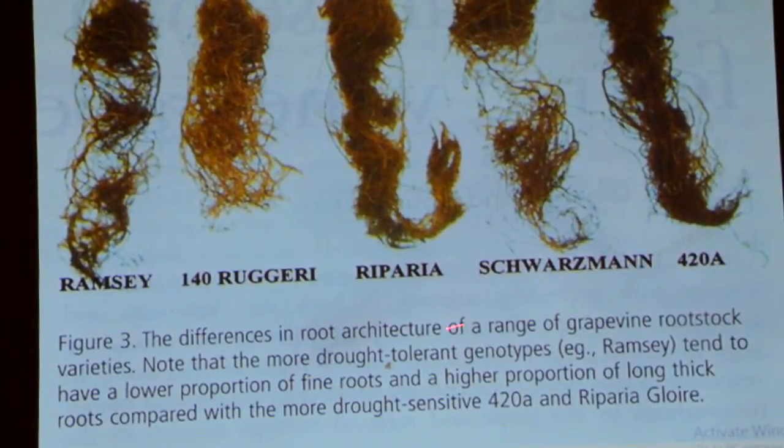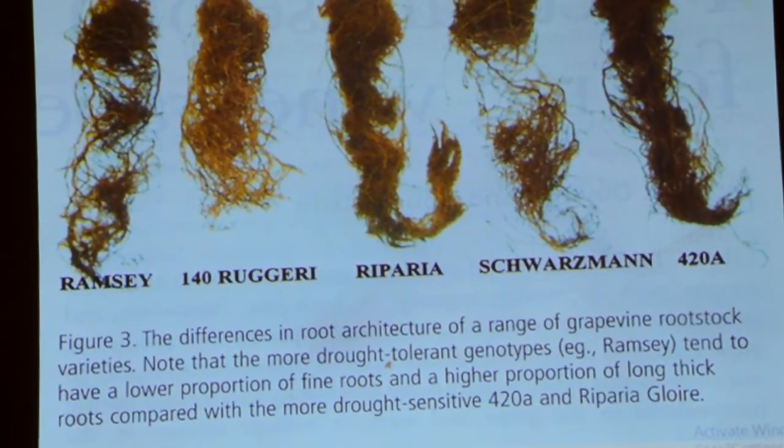The drought tolerant rootstocks like Ramsey or Ruggieri will have very thick roots, and the not drought tolerant ones like Riparia or 101/14 again will have a lot of fine roots, so they will be very different. That's why the drought tolerance behavior is very different.